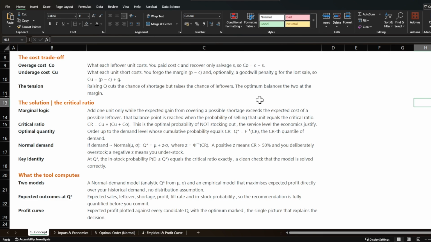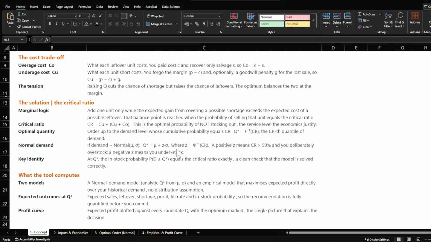It is saying that the newsvendor will only buy one newspaper extra when he is sure that selling that newspaper is going to give him more money than the cost of a stockout. So the balance point is reached when the probability of selling that unit equals the critical ratio. Now what is the critical ratio? The formula is CR equals cost of underage divided by total cost. When I say total cost, it means cost of underage plus cost of overage. So this critical ratio explains the optimal probability of not stocking out.